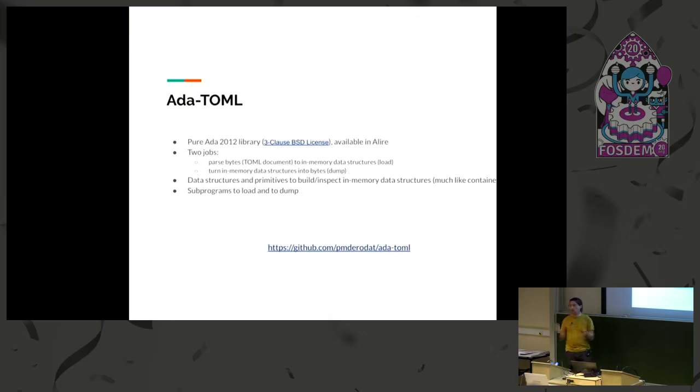So this library has two very simple jobs. First, take a stream of bytes and parse it and convert it to in-memory data structures, containers. And the other job is to turn these containers back into a TOML document. So there are two parts in the library to fulfill these jobs. First, you have the definition of the data structures, the containers, and subprograms to actually do the parsing and the dumps. And the project is on GitHub, so if you want to have a look, this is the project's home.